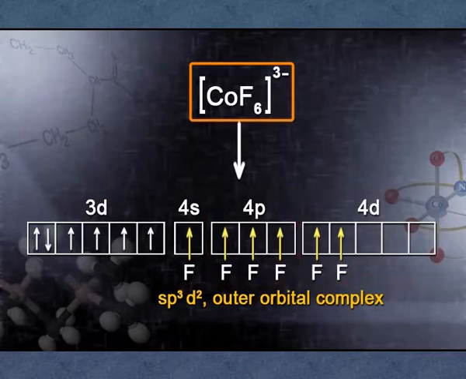Then you can say sp3d2. If this is the case, these are called outer orbitals. So, in case of fluoride, he has suggested the complex will be outer orbital. In the 3d orbitals, the 5 electrons will remain intact as such.